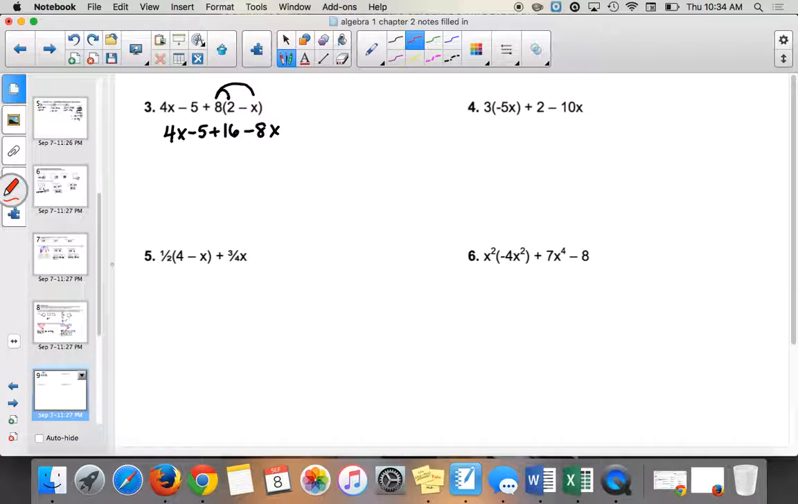And then you look for your like terms. So we have 4x and we have minus 8x. So if you need to write it in order, that's fine. 4x minus 8x. And then we have minus 5 plus 16. Those are other like terms. So 4x minus 8x is negative 4x, and negative 5 plus 16 is plus 11.